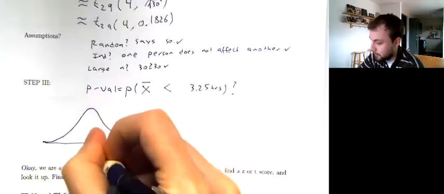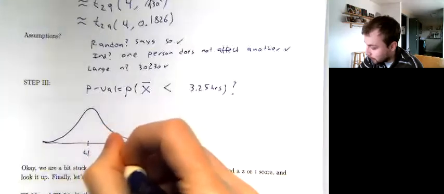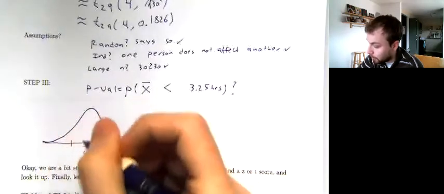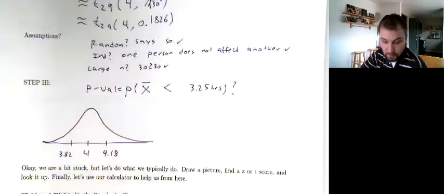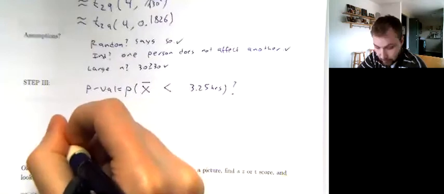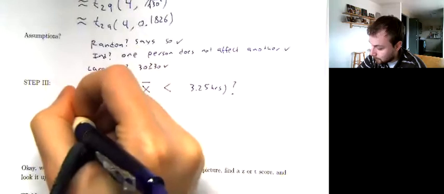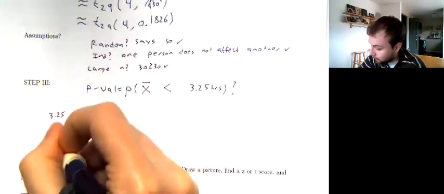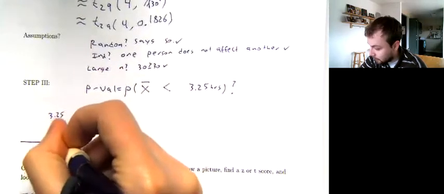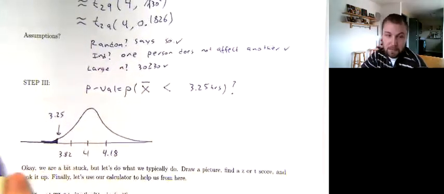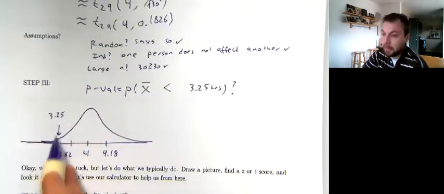I have 4 in the center. I'm counting by about, I'm just going to say 0.18 or so, just to get a rough idea of my picture. So that's 4.18. This is 3.82. I'm detecting 3.25. That's about here. And it's 3.25 or less. So that's this little tail that starts way out at negative infinity. It actually just keeps going in that direction. And then I stop shading right here at 3.25.